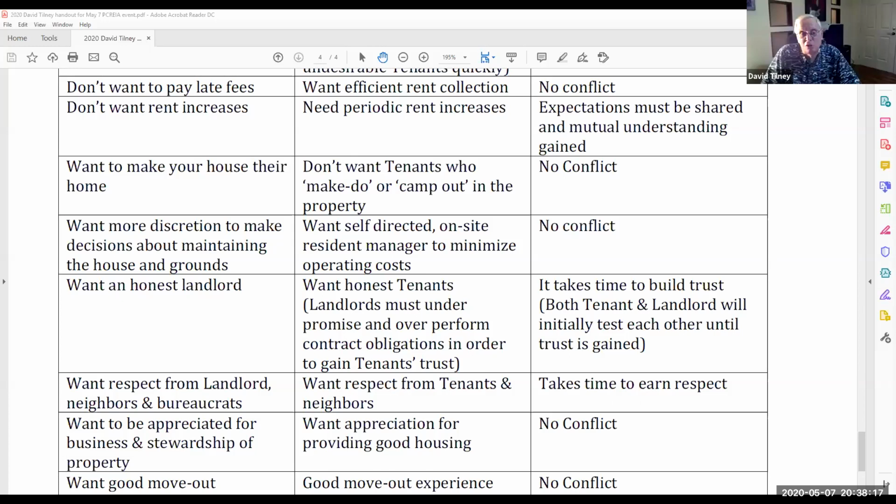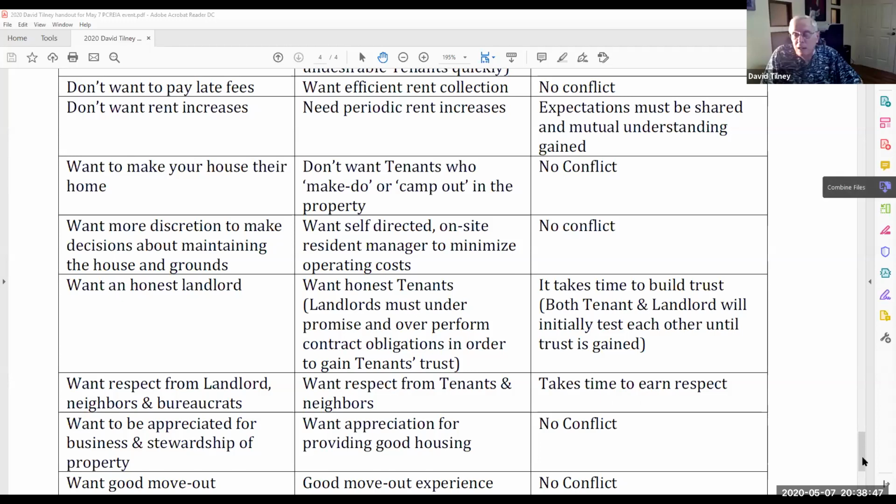They don't want rent increases. You need periodic rent increases. So that means you've got to share those expectations on day one. And too often landlords don't do that. And so a good tenant at the end of the year says, who do you think you are raising the rent? I'm not going to put up with this. And he moves, and he doesn't realize he moves out of your property into another property that the owner had just raised the rent before he moved in. He doesn't see that. So make sure you share those expectations up front.